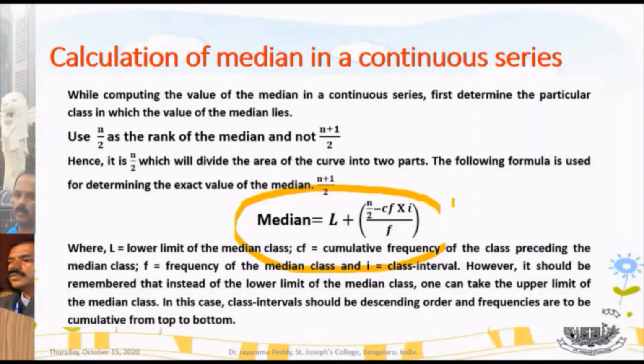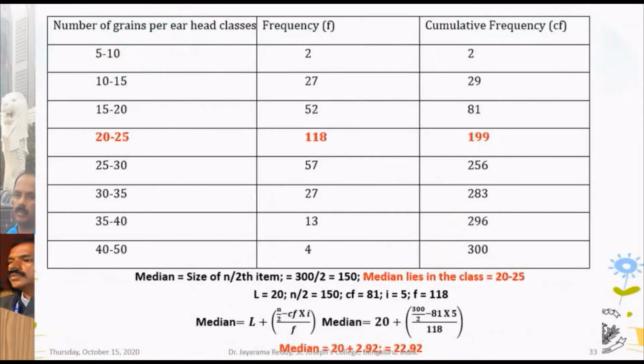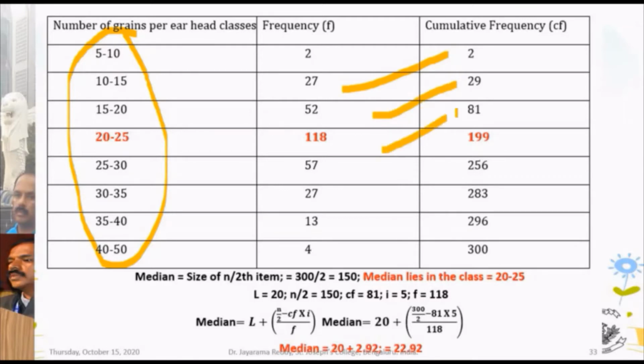Now similarly you can calculate in a continuous series. The formula is different here. Median is equal to L plus n by 2 minus Cf into i divided by f. I have given the description of each and every letter in the formula. You can read it once again by rewinding the video. So we have the different classes and different frequencies. Similarly, you have to calculate the cumulative frequency by adding up diagonally. So you can see I'm marking diagonally. 13 plus 283 is 296, and you get 300 as the cumulative frequency.